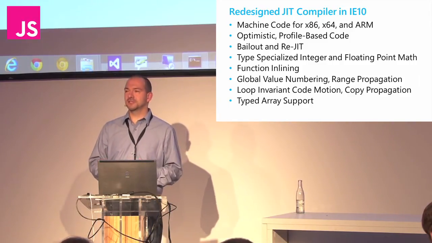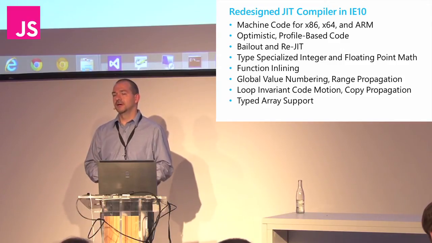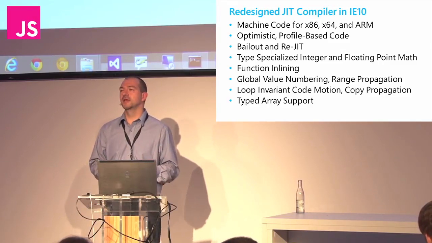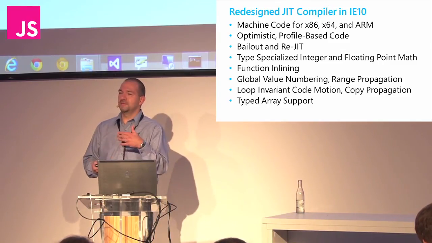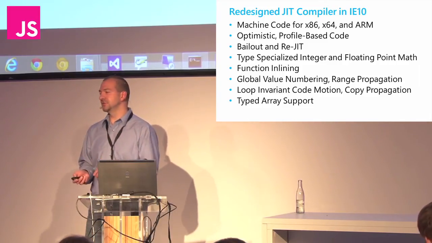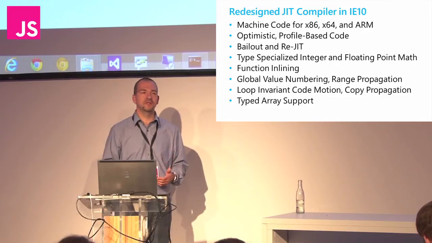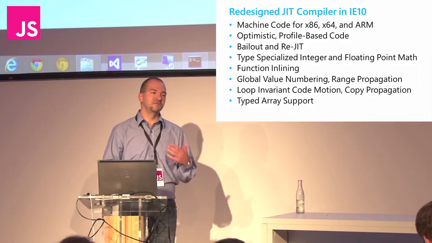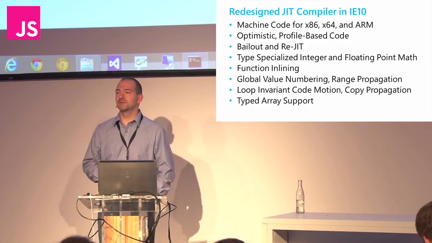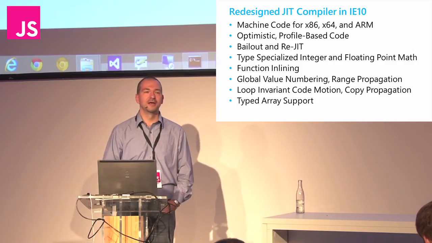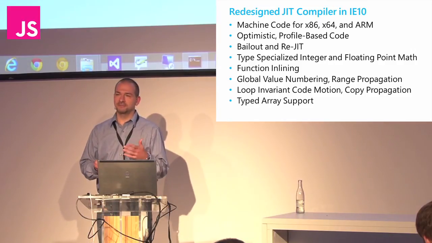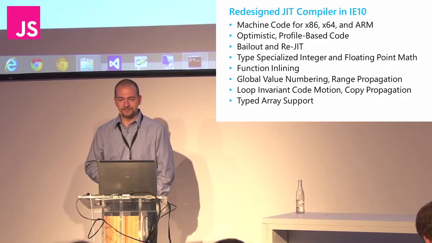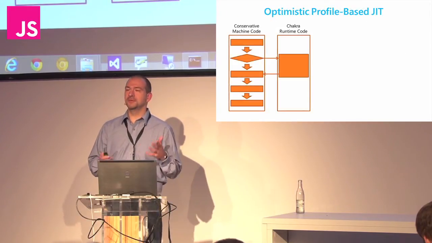And then we changed the general philosophy of our JIT code that we emit. I'll talk about that in some detail, but we kind of adopted a similar model that you see in other browsers today of generating optimistic code, and then if things go wrong, we'll just bail out and re-JIT if we need to. And that gives us a number of other benefits. We can generate faster math, both floating point and integer. We can do function inlining, and we actually have a number of other optimizations that are strictly from the compiler land. And we also added support for typed arrays. That's not really a compiler optimization, but if you really want access to native data, that is critical. All right, so the optimistic profile-based JIT.